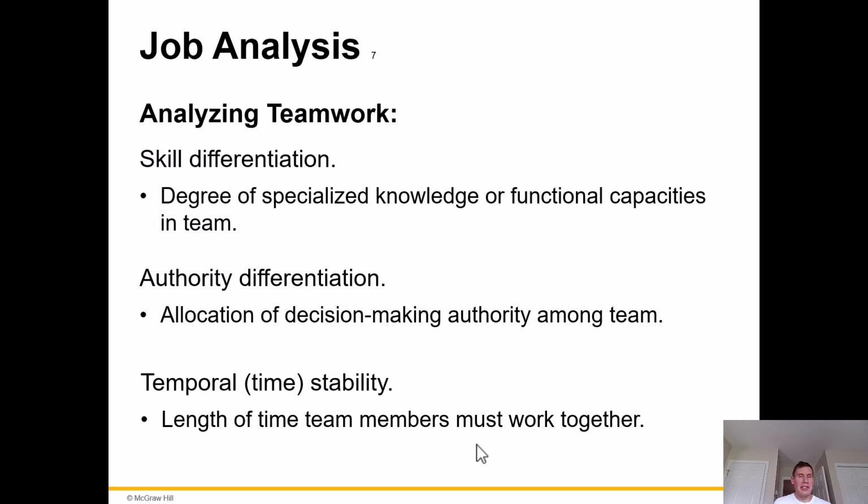All right, analyzing teamwork. The first thing we'll talk about here is skill differentiation. This speaks to the degree of specialized knowledge or functional capacities in a team. Authority differentiation is related to the allocation of decision-making authority among the team. And then temporal, or you could just say time stability, speaks to the length of time team members must work together.